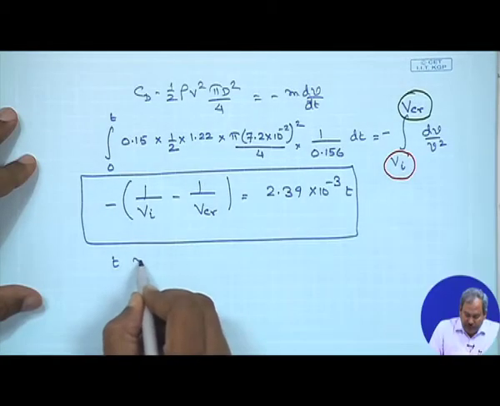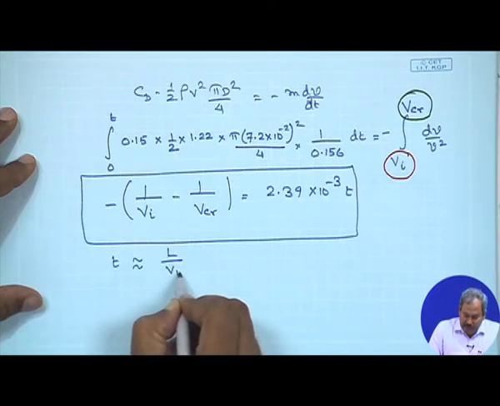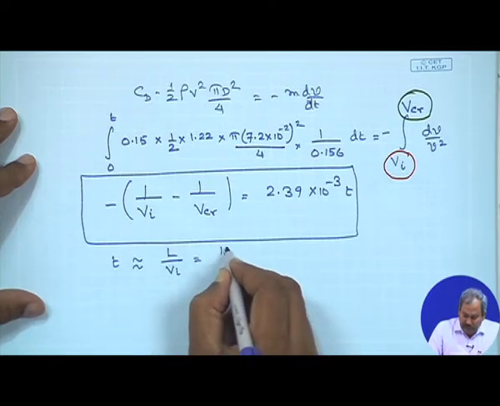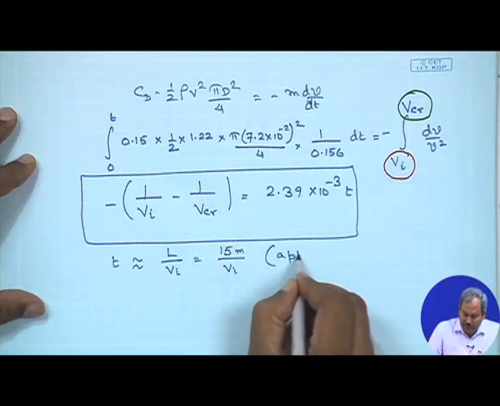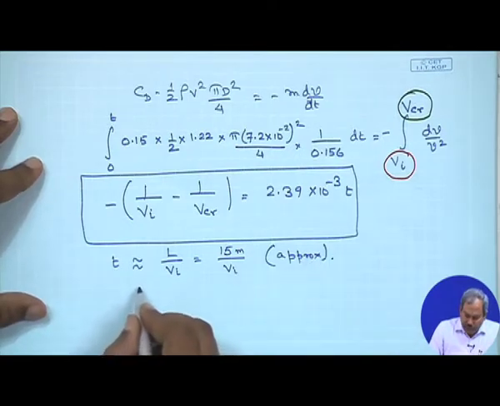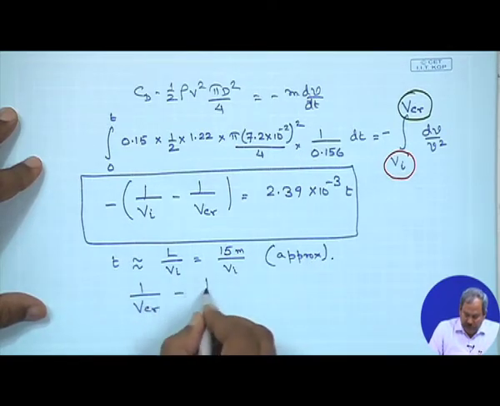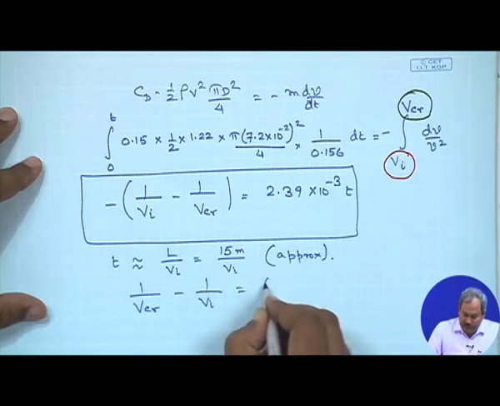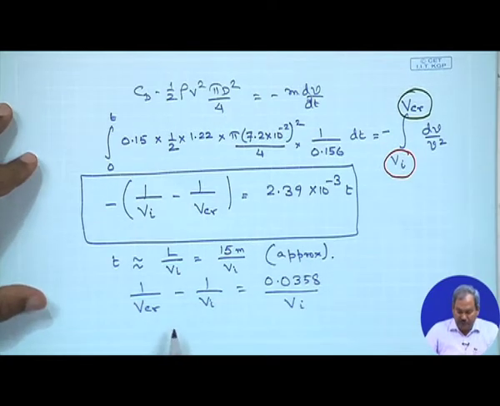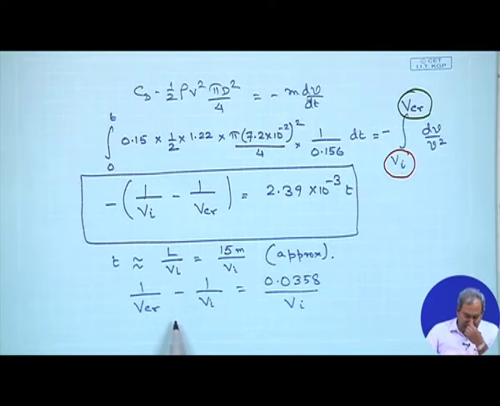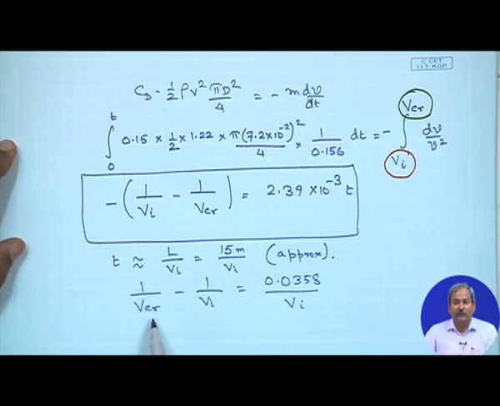So we can approximate t to be equal to L by Vi, and this L is 15 meter as specified, divided by Vi. This is an approximation which would give you 1 by VCR minus 1 by Vi equals 0.0358 by Vi. So this is the desired relation for the critical velocity to which the speed has to be reduced in order for it to start to swing.